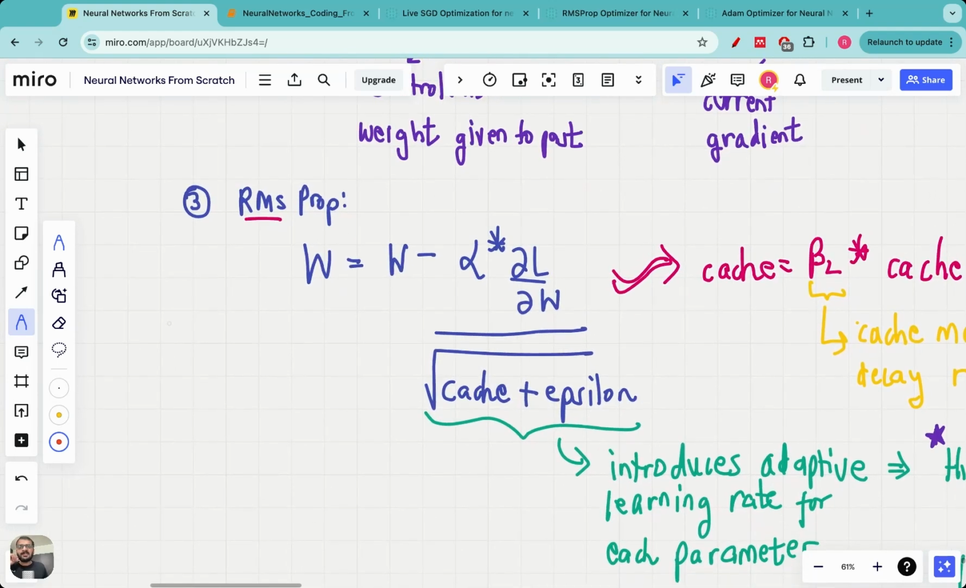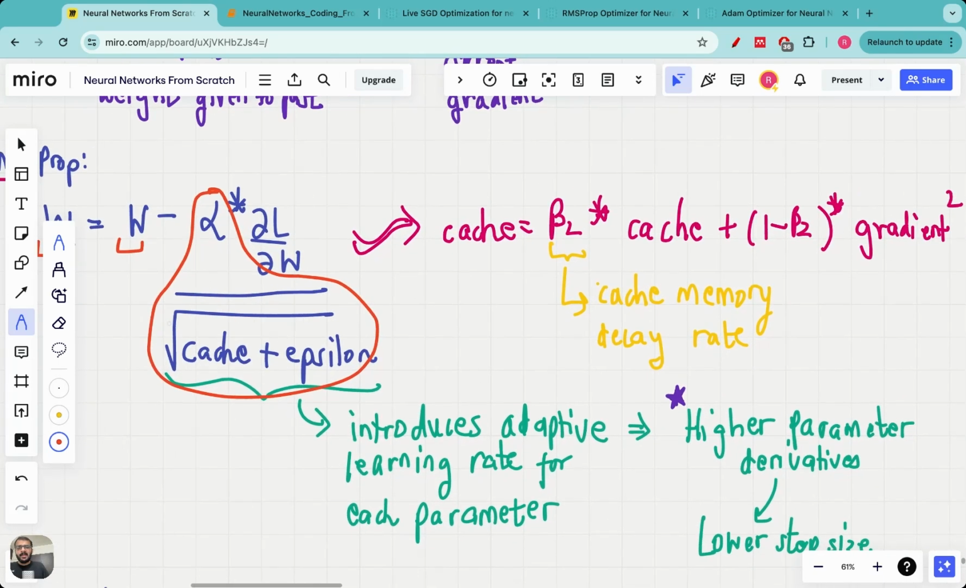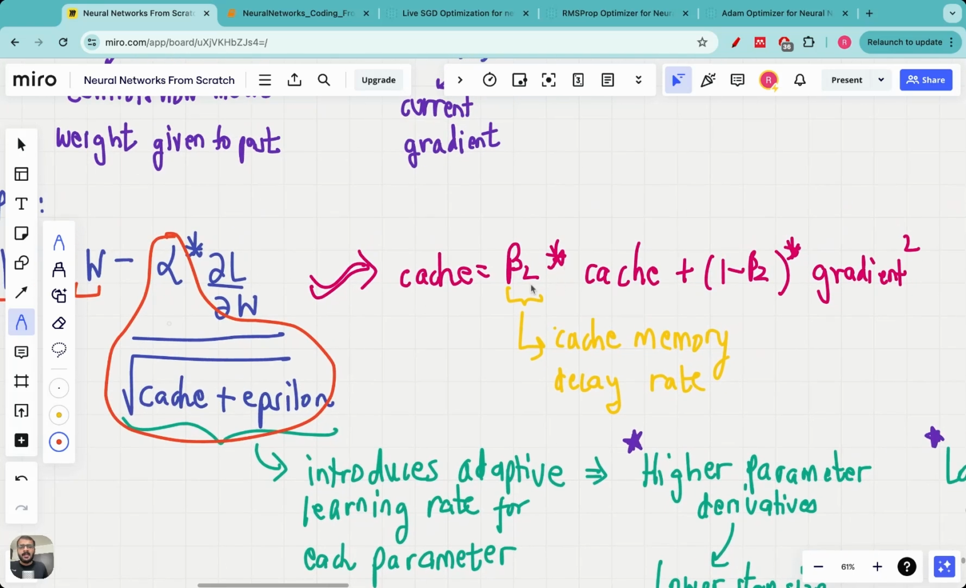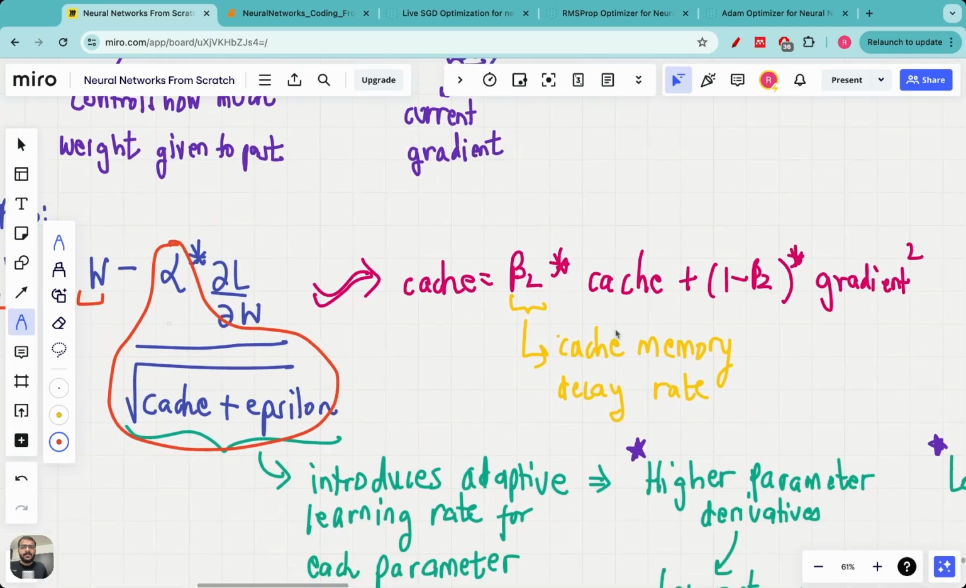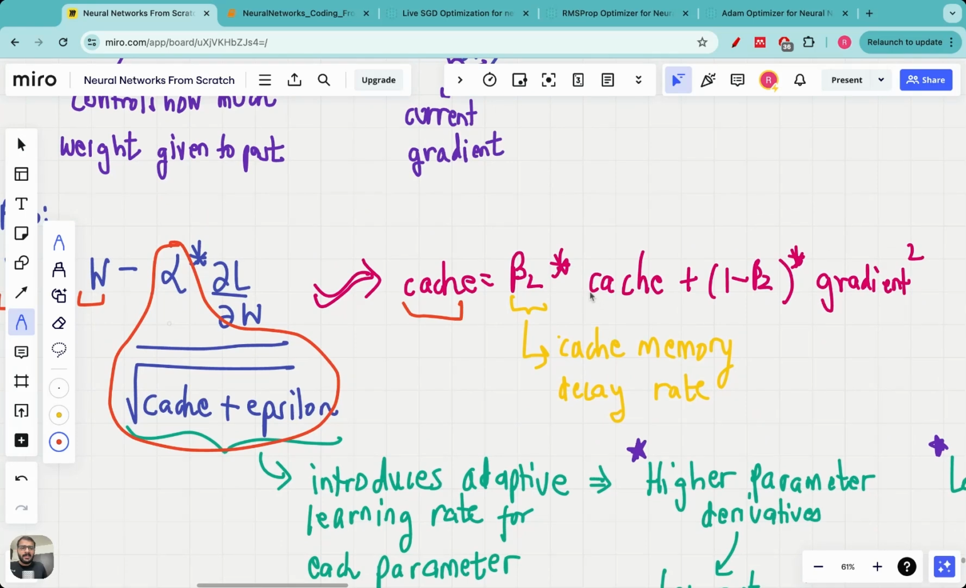This led to the RMSProp method, where the update rule is given by this: the current weight is the old weight minus the learning rate multiplied by the partial derivative of loss with respect to W. Now, when I say learning rate, you can consider this whole thing as the learning rate. And you will see that if the denominator is not there, this is just normal gradient descent. But it's the denominator which makes the learning rate adaptive. Let's see how. The denominator is given by this formula: beta 2 multiplied by the cache value. So cache is equal to beta 2 multiplied by the cache plus 1 minus beta 2 into gradient square.